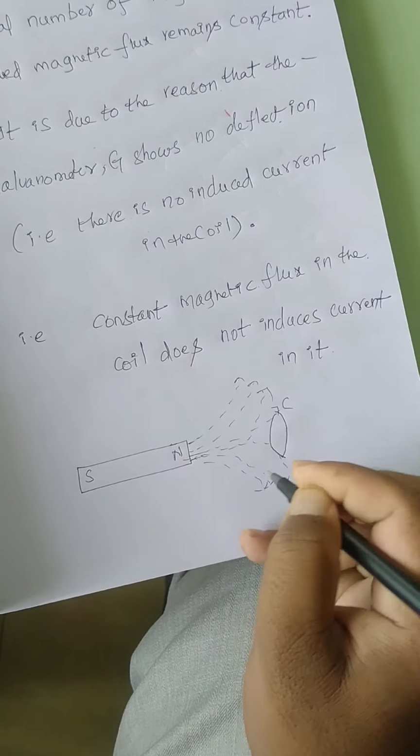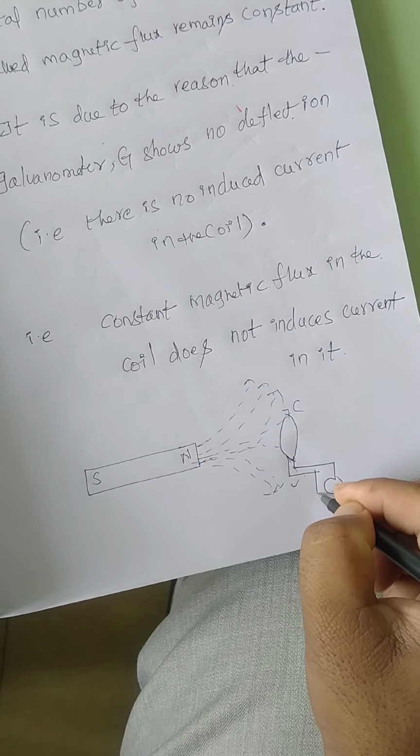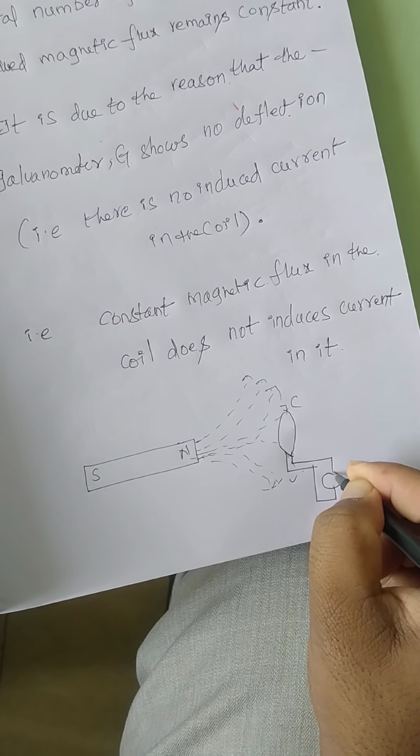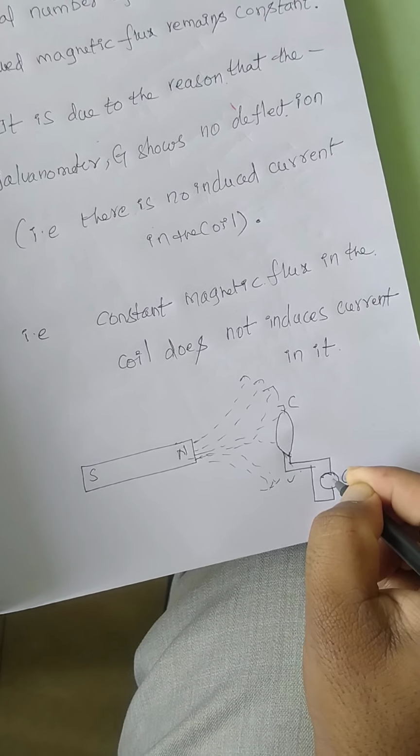So for example, you can connect this galvanometer. It is a G. Here you see there is no deflection, right? If there is no deflection, there is no induced current in the coil. So this is about the first point.